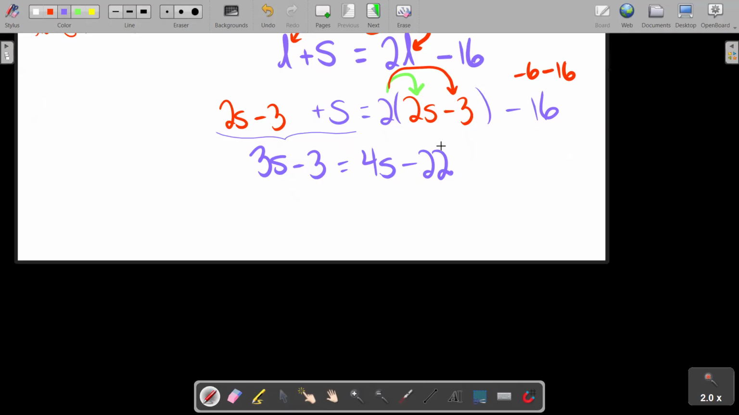Okay. Now it's time to solve. You could have put minus 6 and minus 16. You'd have had to put them together anyways. Like, that's okay. So at this point, this is a standard 3-step equation. This one's actually only 2, but usually these take 3 steps.